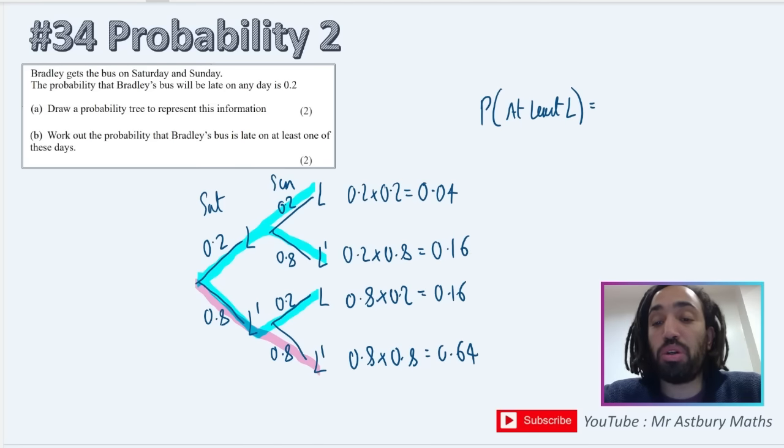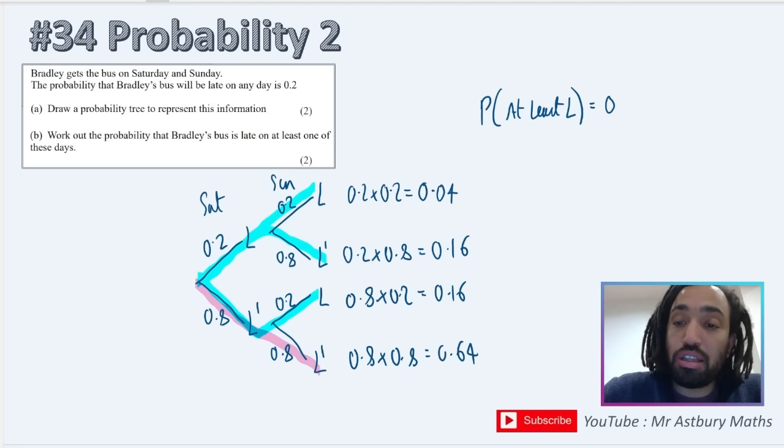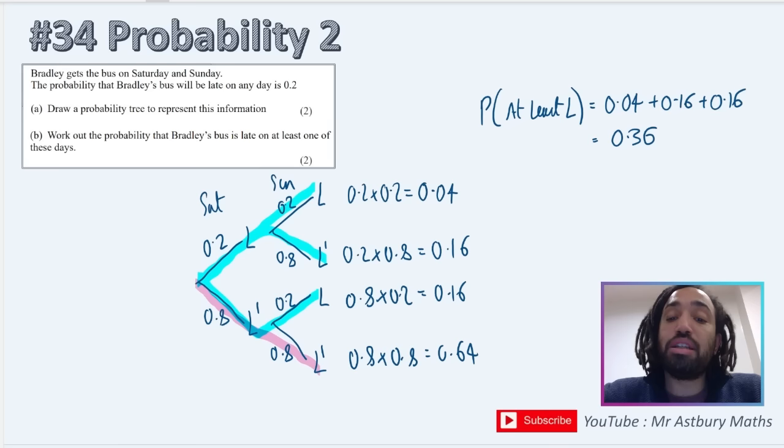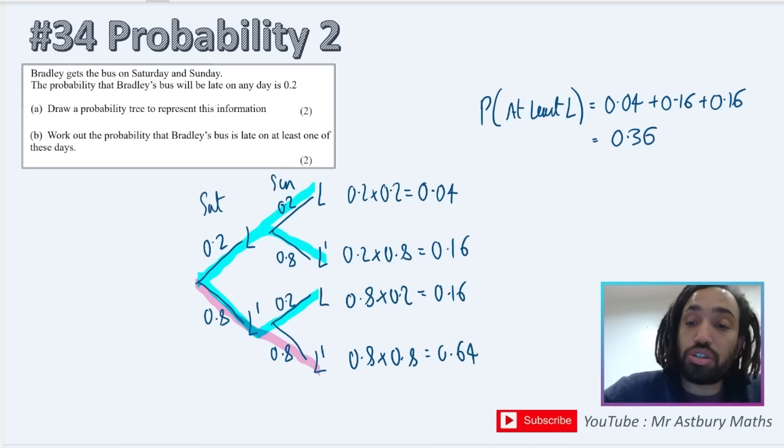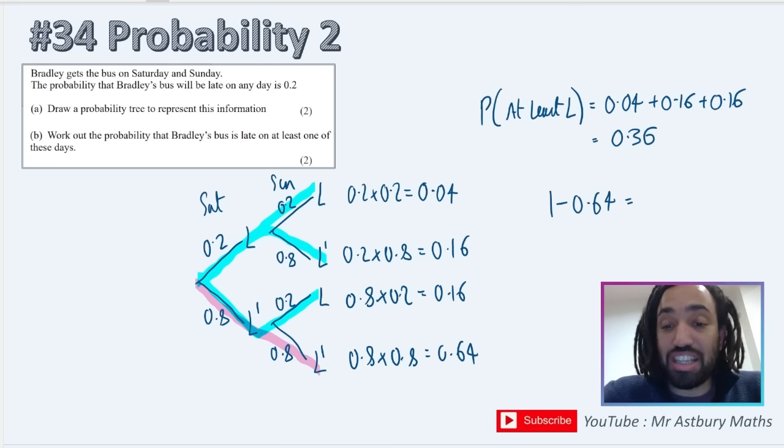And whenever I see the word or in probability, we add. So we get 0.04 plus 0.16 plus 0.16, and that gives me 0.36. There is a quicker way of doing it. We could just do 1 minus the pink line, which is 0.64, because that is the probability that they are on time both times, which is exactly what we don't want. So we can always do 1 minus what we don't want to get what we do want.